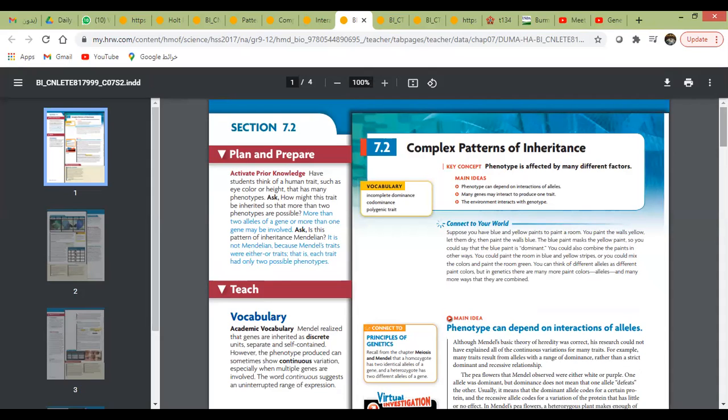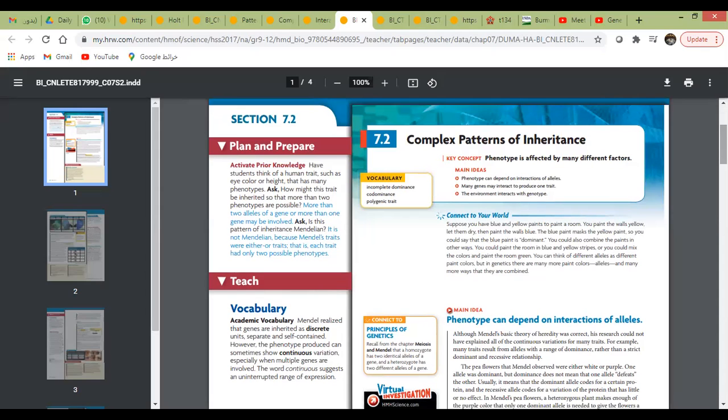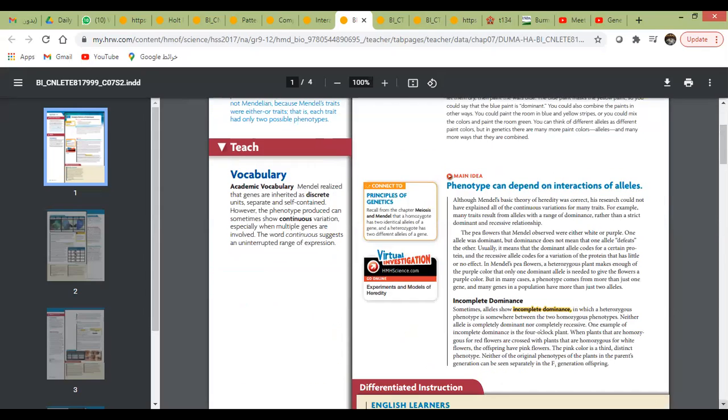We were talking about complex patterns of inheritance, and one of the patterns that we learned before from Mendel was the dominant recessive pattern of inheritance. But not all the phenotypes follow this pattern. Many phenotypes are affected by different factors. Okay? Yes, Yasmin, can you give us what other types of patterns of inheritance we have?